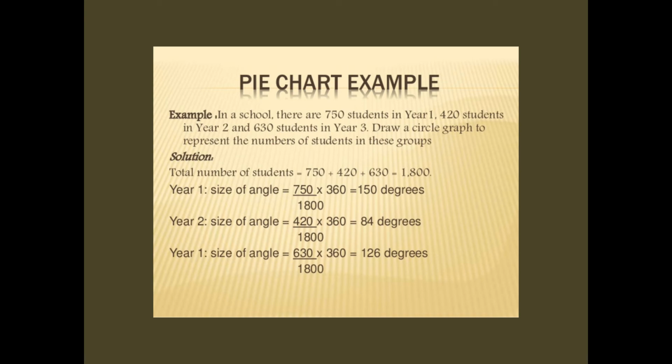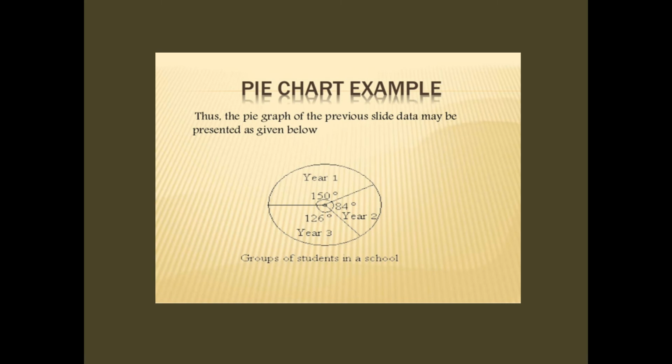Now, size of angle for year 1 would be 750 upon 1800 into 360, which gives us the angle of 150 degree. Similarly, size of angle for year 2 would be 420 upon 1800 into 360, which gives us the angle of 84 degrees. And that for year 3 would be 630 upon 1800 into 360, which gives us the angle of 126 degree. The pie chart for the previously obtained data can be represented as shown in the figure here.